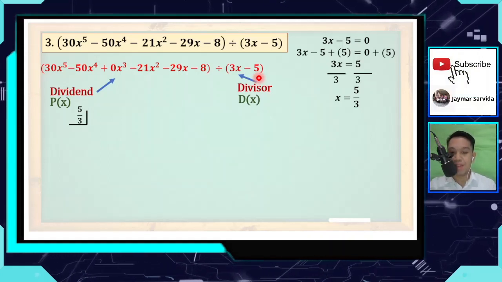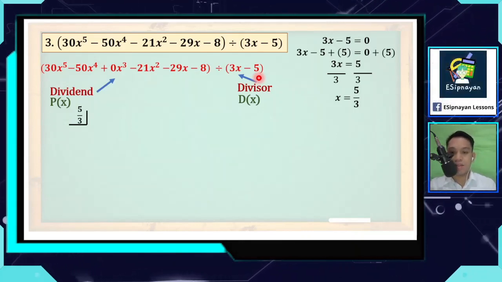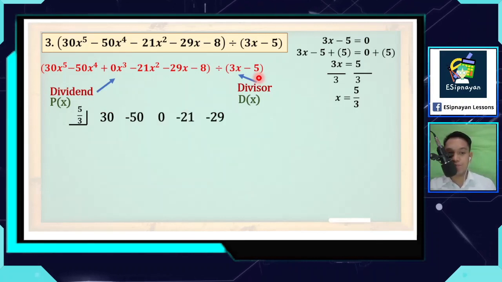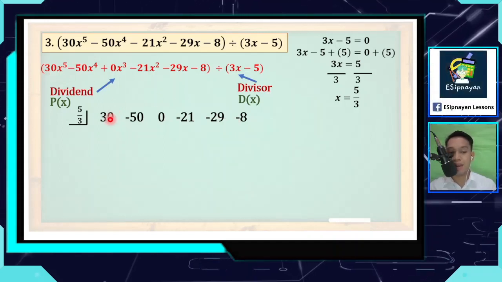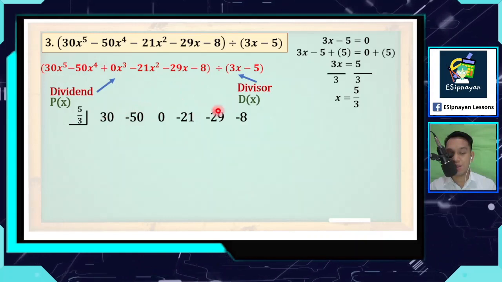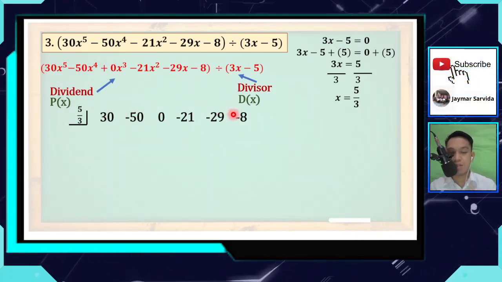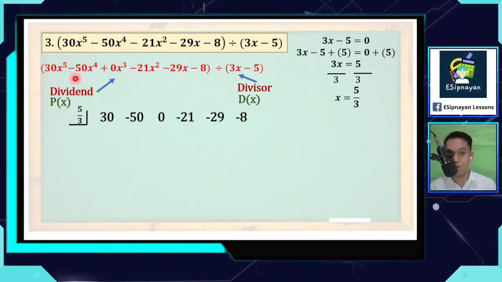Then, for our dividend, arrange the coefficients of the dividend in descending powers of x and write them in the first row. So 30, negative 50, 0, negative 21, negative 29, negative 8. You might wonder, sir, where do these come from? These are the coefficients of our dividend. We just write them down. That is why it is very important that both the dividend and the divisor are arranged in descending powers of x. And when a term is missing, put a 0.